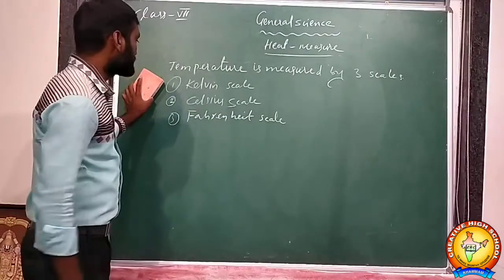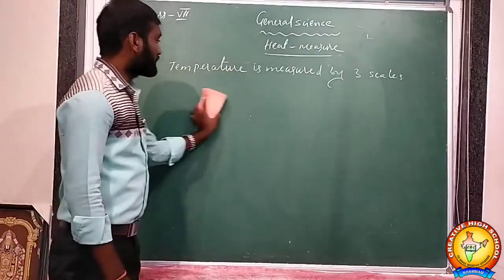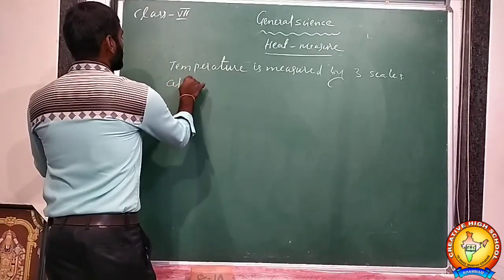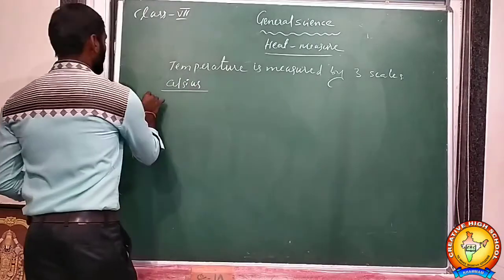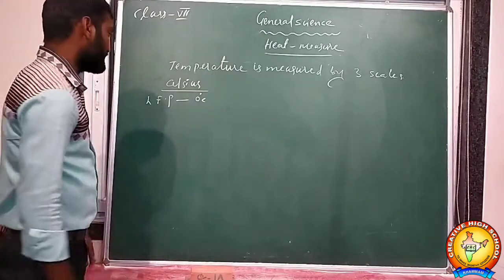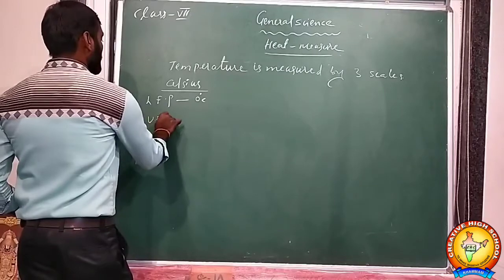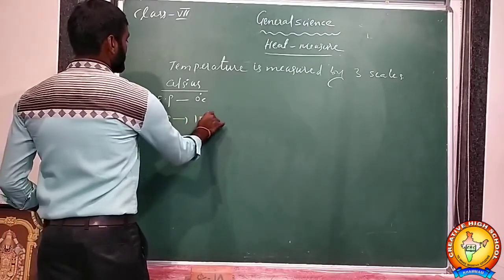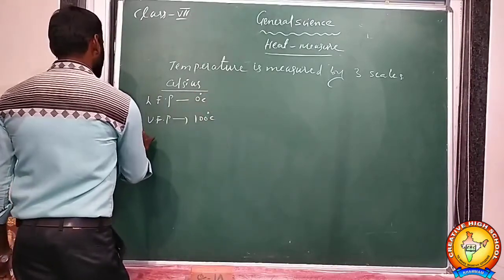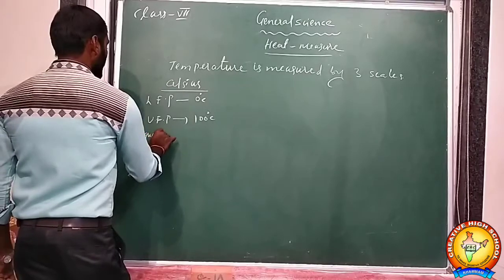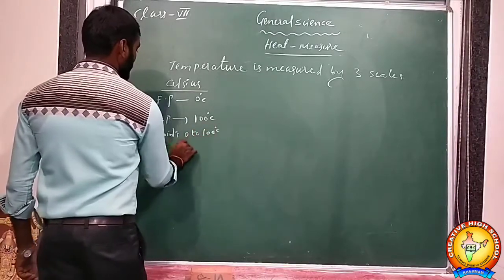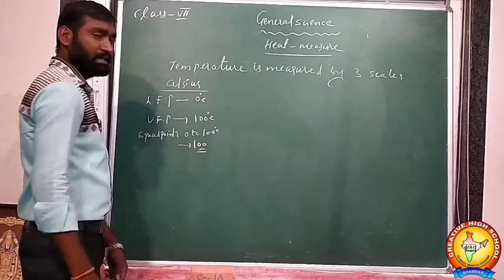Now the Kelvin, Celsius, and Fahrenheit scales. First the Celsius scale. The lower fixed point is 0 degrees Celsius and the upper fixed point is 100 degrees Celsius. From 0 to 100 there are 100 equal divisions.